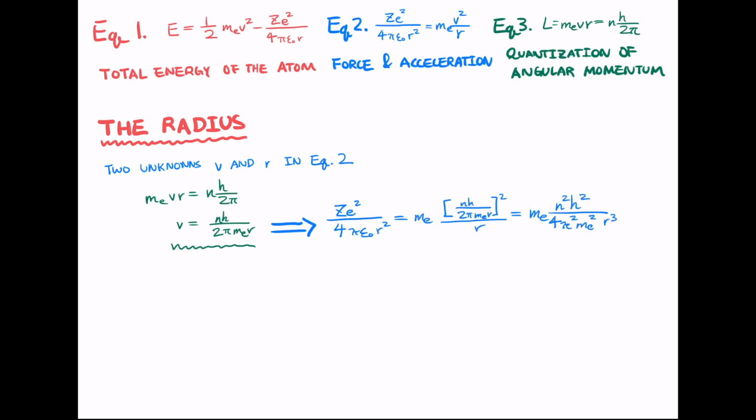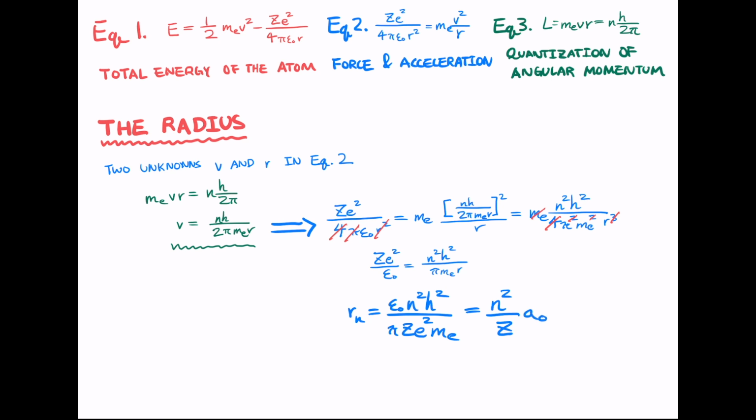You can see that many of these variables and constants can be cancelled out. Here, everything is a constant except for n and z, which are positive integers. Therefore, we can describe the radius of the orbits in a single electron atom of atomic number z by isolating the radius r.